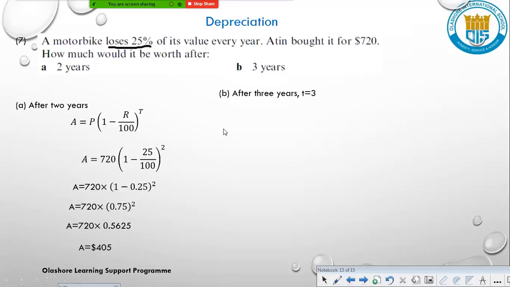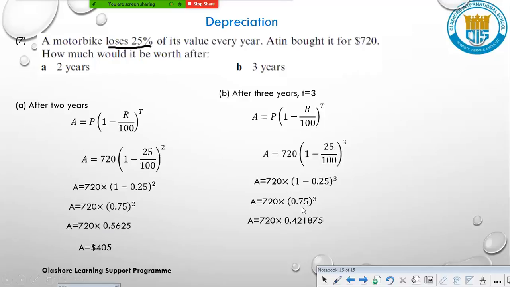For 3 years, follow the same process. 720, then it is 3. So we have 1 minus 0.25, 0.75 raised to power 3. 720 times 0.421875. That's 303.75.